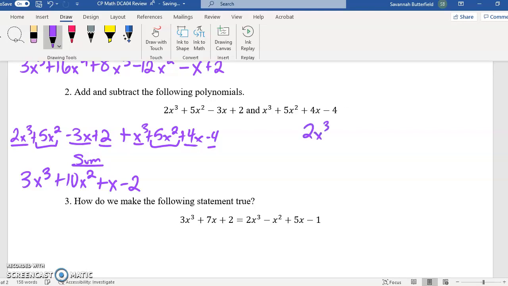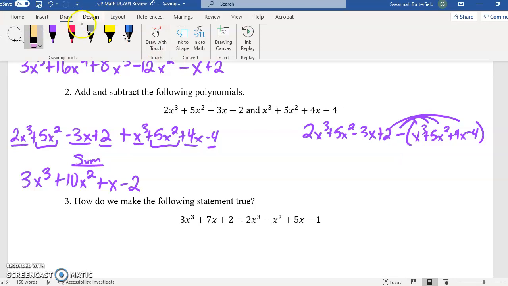So 2x cubed plus 5x squared minus 3x plus 2 minus the x cubed plus 5x squared plus 4x minus 4. So this time, since we're subtracting, we want to distribute this negative sign, okay? So once we distribute the negative, then we can combine like terms like we did on addition. So this is going to become minus x cubed minus 5x squared minus 4x, and then it's going to become plus 4 because a negative times a negative is positive.